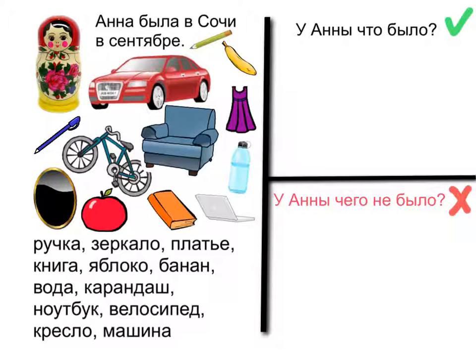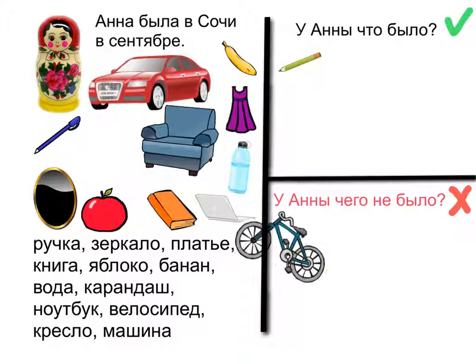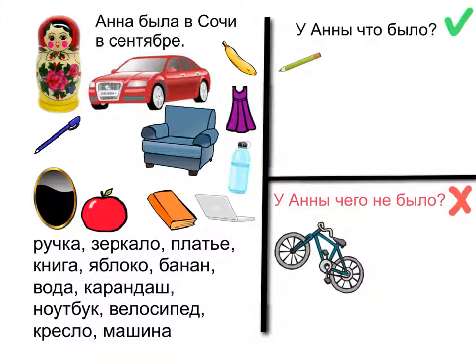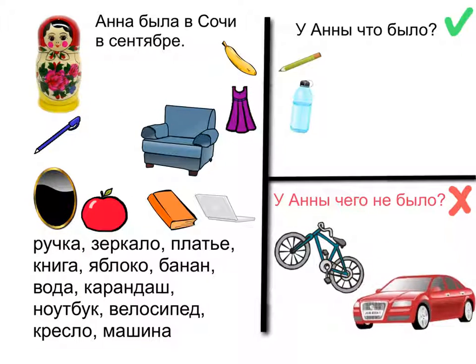У Анны был карандаш. У Анны не было велосипеда. У Анны была вода, но не было машины. У Анны был банан, но не было ноутбука.